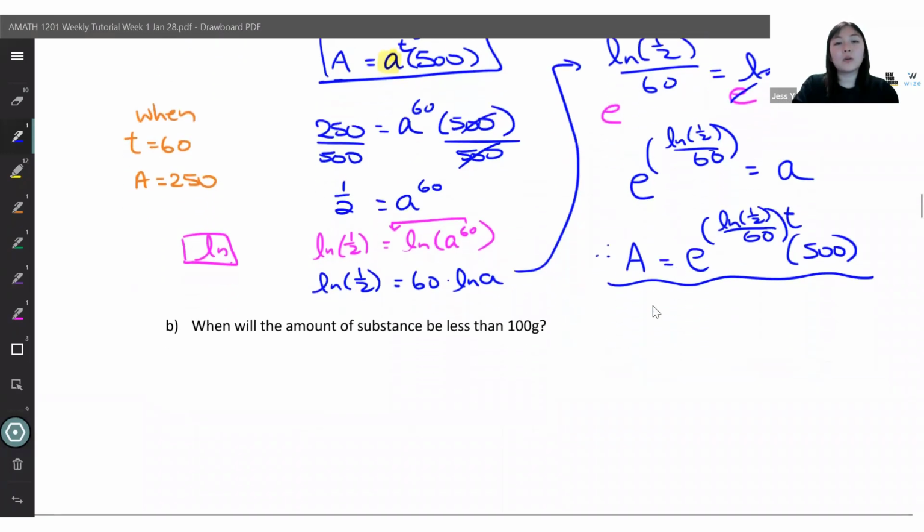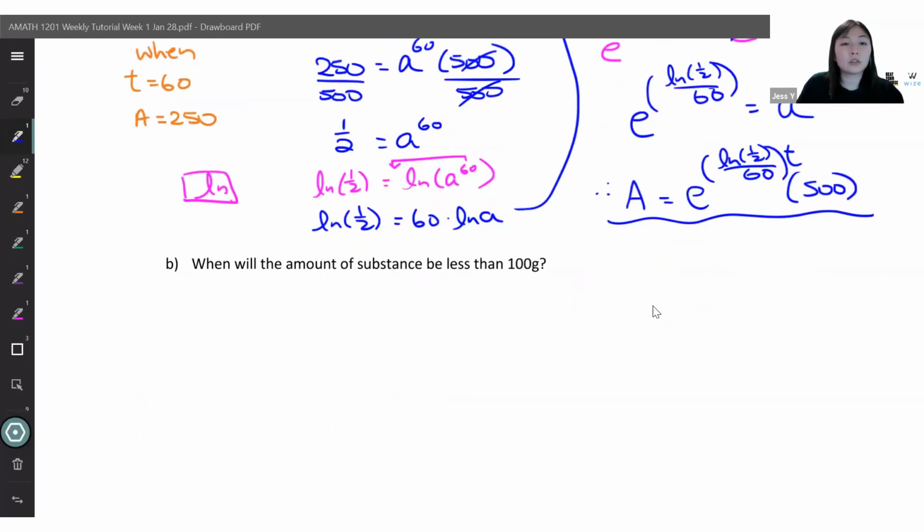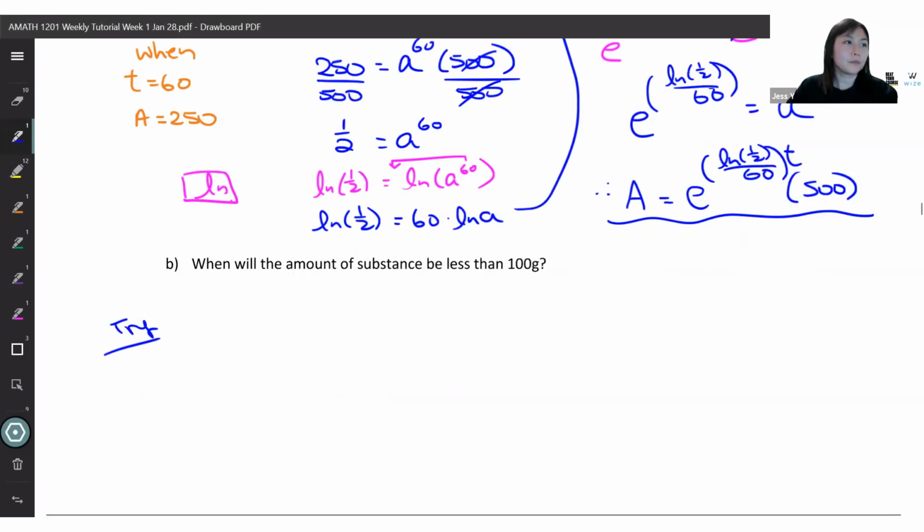And then they're asking, when will the amount of substance be less than 100? I want you guys to solve this one on your own. Try this out. Figure out when the substance will be less than 100 grams using the model you found.